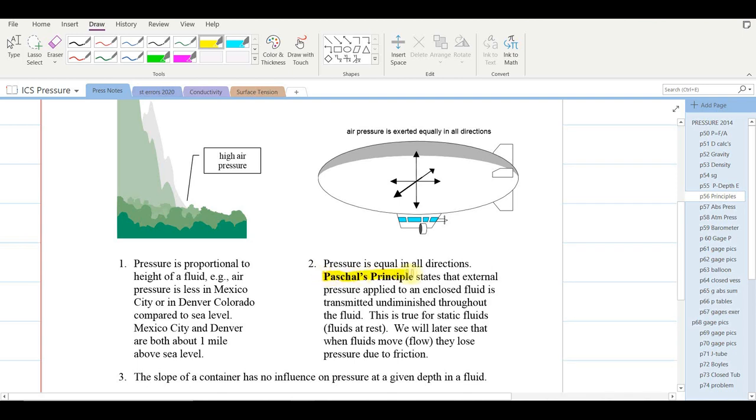Pascal's principle states that external pressure applied to an enclosed fluid is transmitted undiminished throughout the fluid. So the pressure will be the same, unchanged, through a system. Now this is only true for static fluids, fluids at rest, when they're not moving, because we're going to see later that when fluids move or flow, they will lose pressure due to friction. There has to be some sort of energy sacrificed due to friction, and it's pressure in that case.